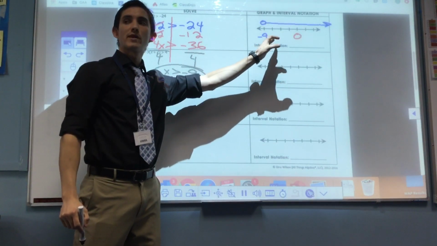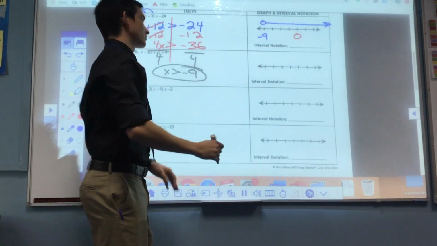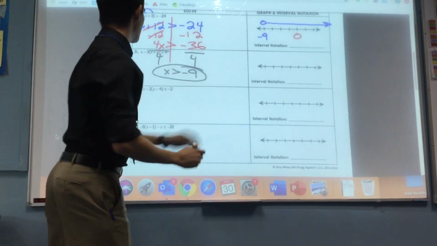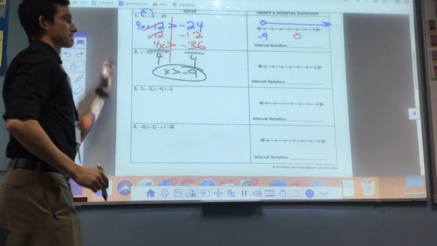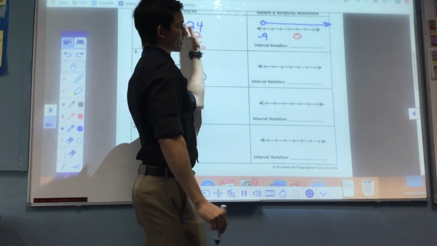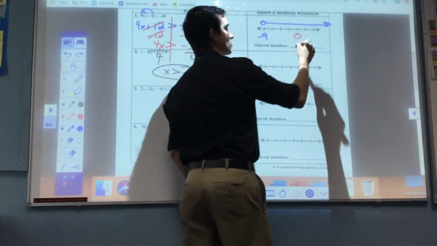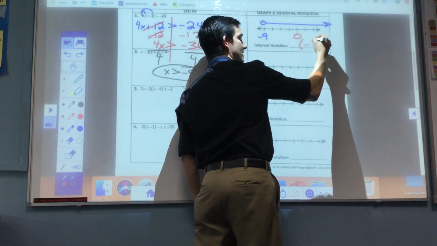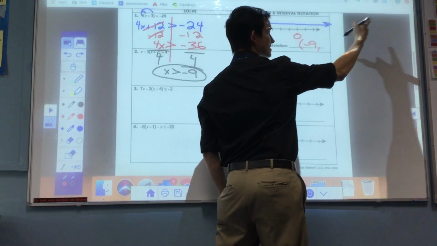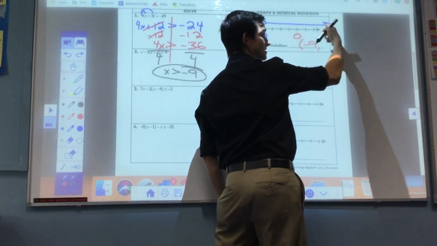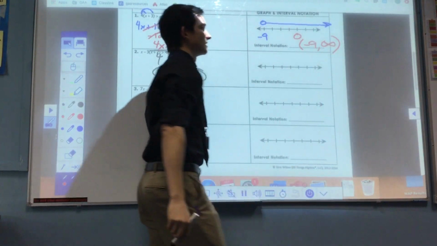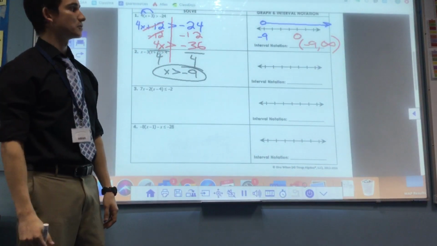Now let me show you real quick the interval notation. Reading from left to right, what's the first number that I see over here? Negative 9. So do I hit negative 9? Is it a closed dot? No. So I'm going to use a parenthesis, negative 9, and where does it stop? It doesn't stop. It keeps going, so it goes to positive infinity. And that's what my interval notation would look like.